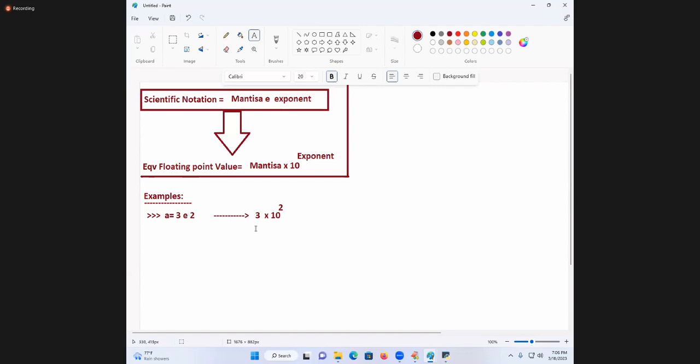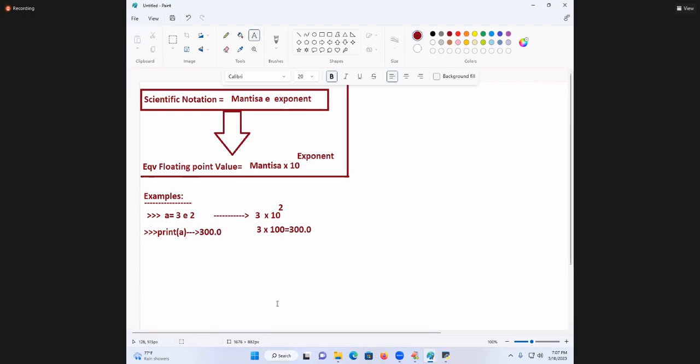What is the answer now? 3 into 100, which is equal to 300. 300.0 will come. Why? Scientific notation always comes as a float. 300 is an int; 300.0 is called a float. If I print that A, what is printed? 300.0 will print.